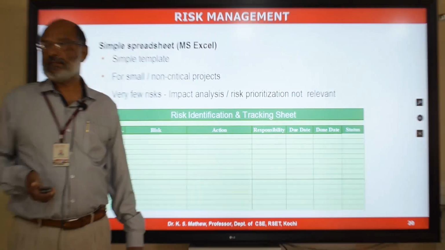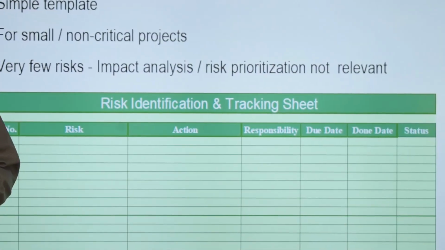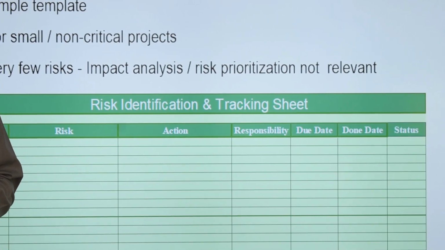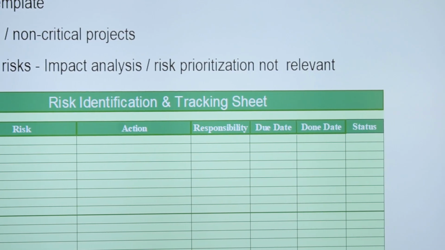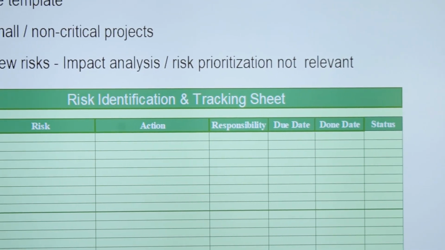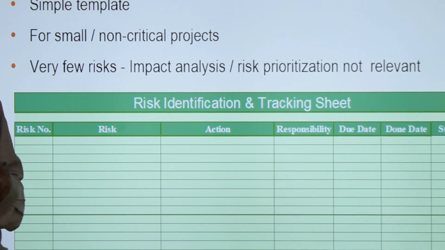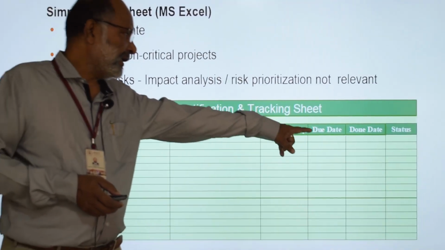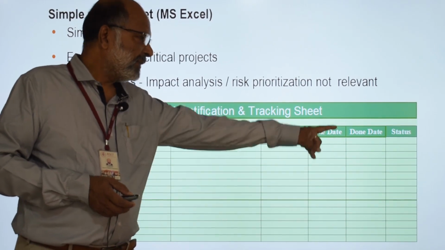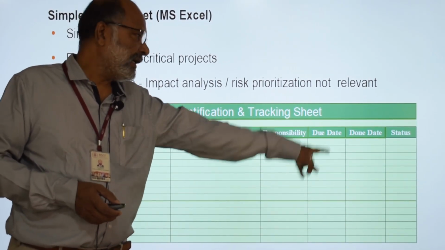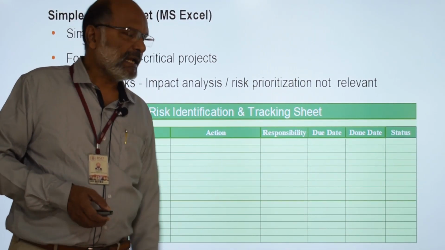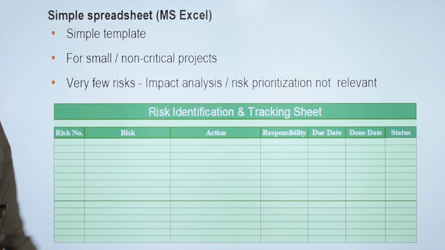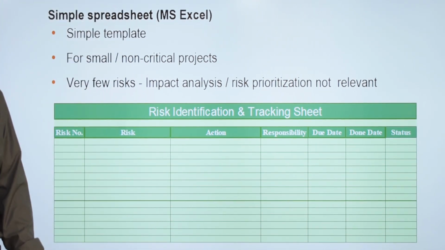Risk responsible person could be different for different risks, because a risk related to a project management area may be addressed by one person. A risk related to technology area may be addressed by another person. So risk owner could be different for different risks. And due date can be given, and the actual completion date when the action was taken can be updated here, and the status of the risk can also be updated as the last column in this simple tracking sheet.